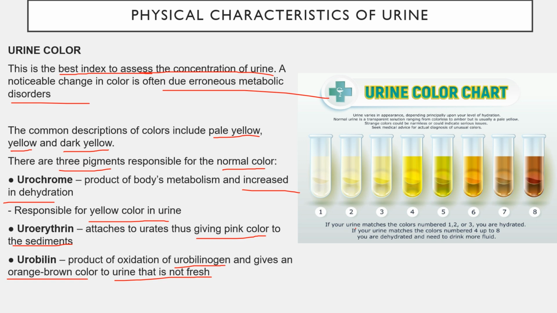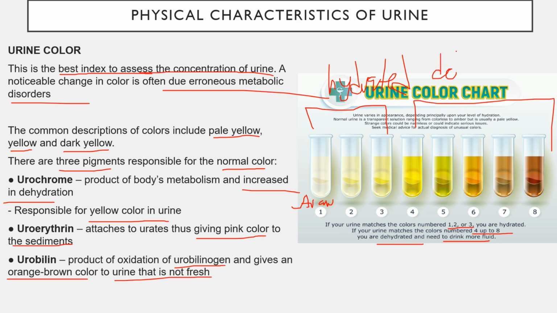So take a look at this urine color chart, class. So as stated here, if your urine matches the colors numbers 1, 2, and 3, from pale yellow, basically straw, I believe this is a straw colored urine, then pale yellow, you are considered hydrated, or you have enough fluids in your body. But if your urine matches the colors numbers 4 to 8, you are dehydrated and would need to drink more fluid. So, you are dehydrated.